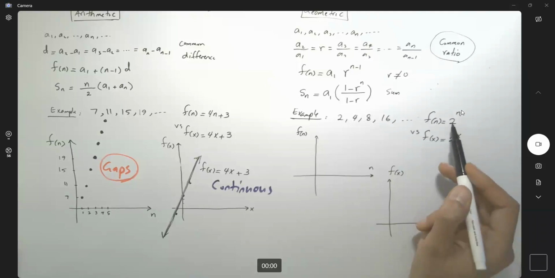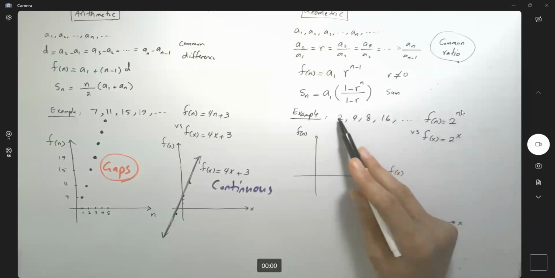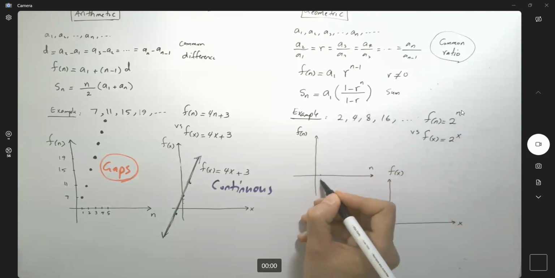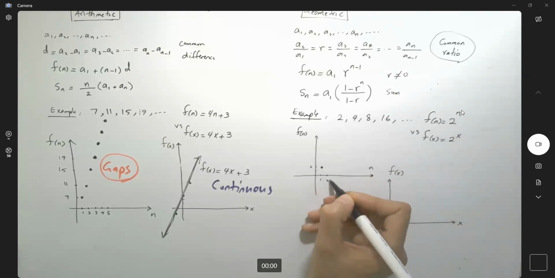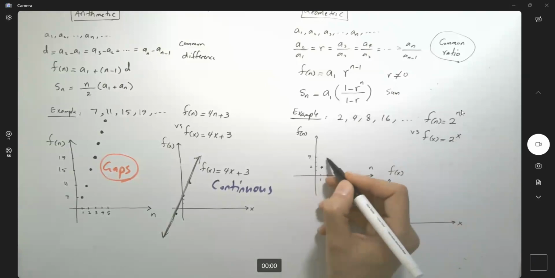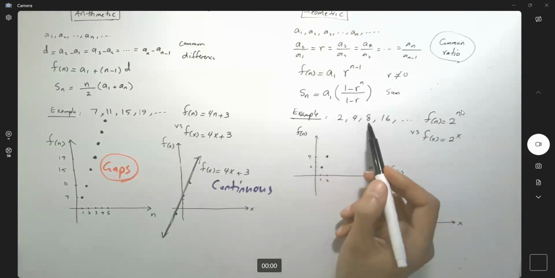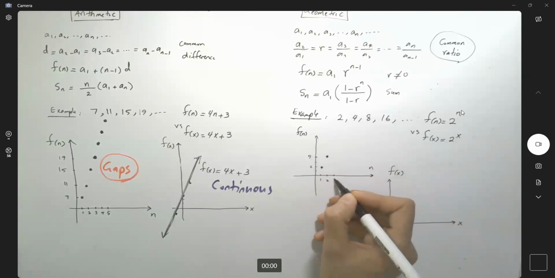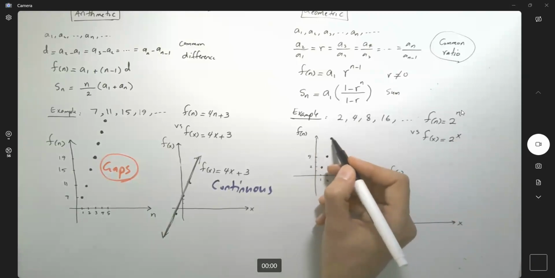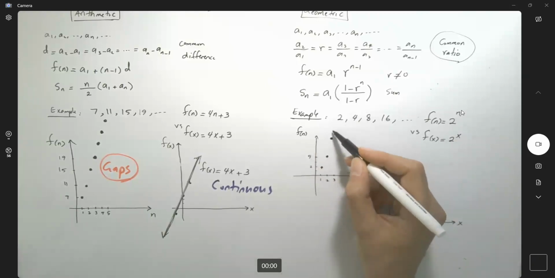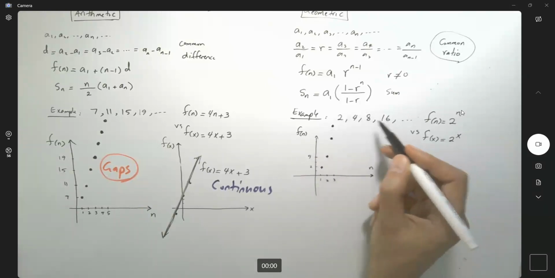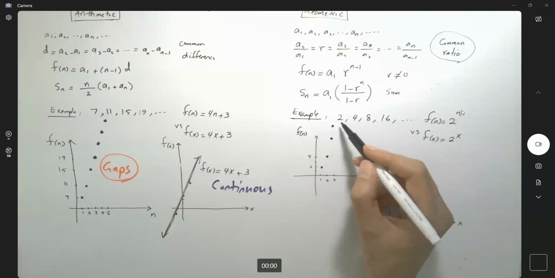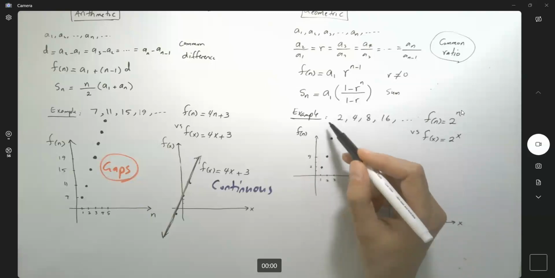So when n is 1, you have y equals 2. When n is 2, my y is 4. When n is 3, my y is 8, and it goes up here and so on. If I take a look at the pattern, it goes this way, and there are gaps because these y values are not connected together. You have separate y values, so you have separate dots.